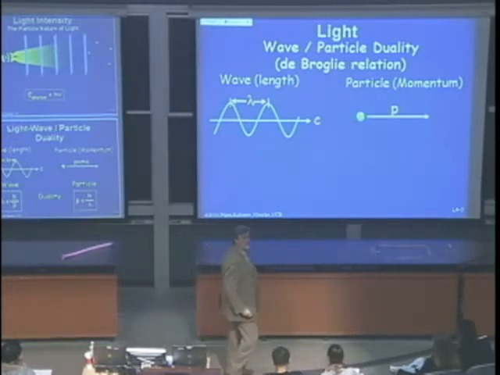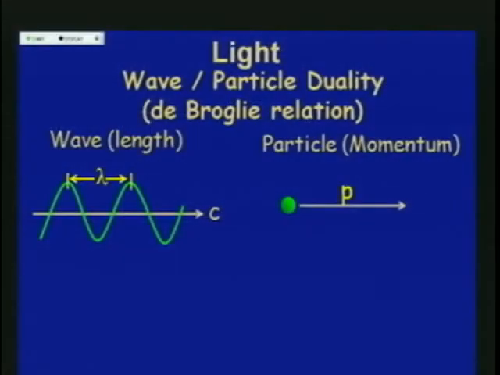And any moving particle has a momentum. Momentum is P equals mass times its velocity. And kinetic energy is 1/2 times the mass times the velocity squared. So momentum and kinetic energy are also related. So de Broglie came along and rectified this.